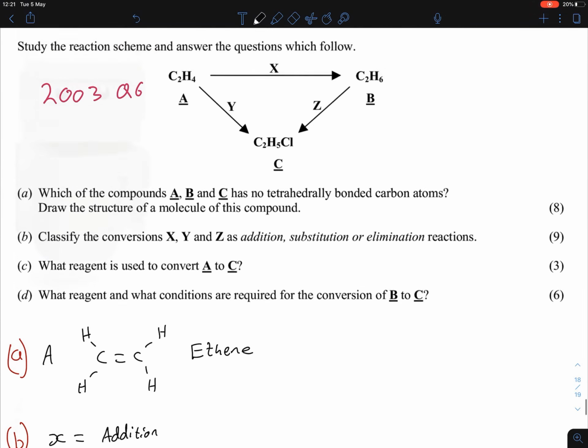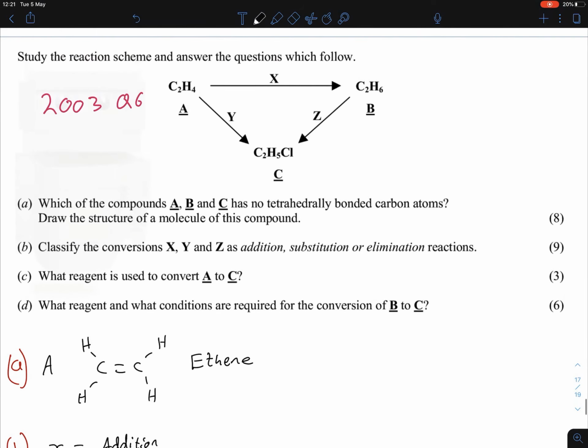Let's look at the next one. For Z, we have 8 atoms over here. If we count them over here, we have 2 plus 5 is 7, plus 1 over here is 8. So therefore, Z equals substitution.